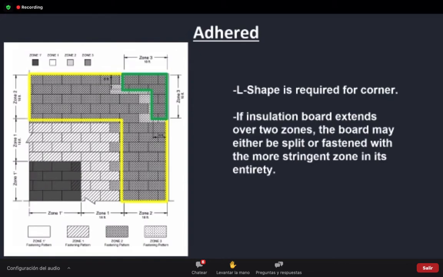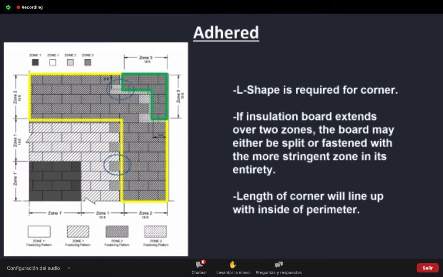I'm not going to spend a lot of time on that because they're going to go in more depth. But as you can see here, these boards extend into 2 zones. So what do we do there? Do we go higher? Do we cut the board? How do we do that? They're going to talk about what makes the most sense in the field. And lastly, the length of the corner. Remember what Chino said: it's really easy if you have the right dimensions, if those corners and perimeters match up, the length of the corner matches up with where the zone 2 starts.